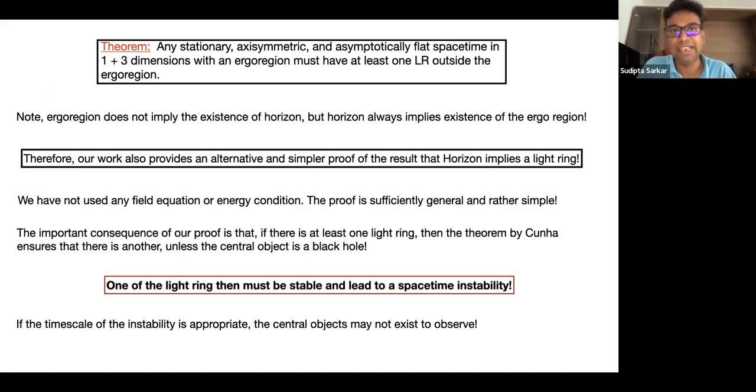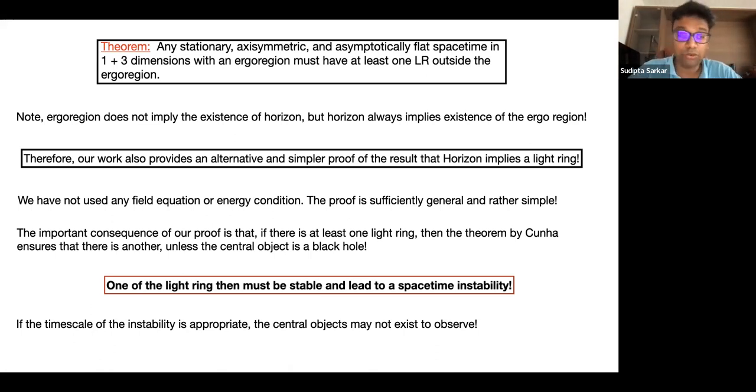So that's the theorem. Any stationary axisymmetric asymptotically flat spacetime in 1+3 dimensions, so you can clearly see where the dimension part will go. Everything else will more or less remain the same. The dimension part will change the fall off conditions. So you can modify it accordingly and extend the theorem to other asymptotic conditions as well as to other dimensions beyond 1+3 dimensions. An ergo region must have at least one light ring outside.